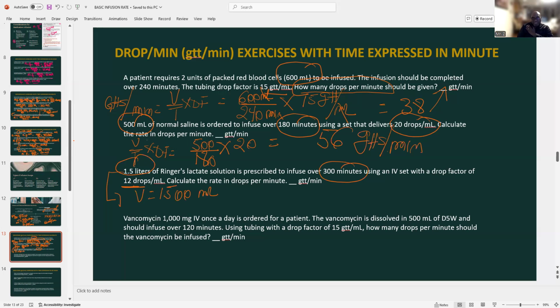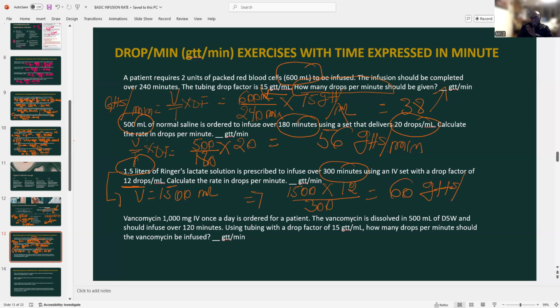Your time must be in minutes. Your drop factor is there. All right. So your new calculation will be 1,500 multiplied by drop factor, which is 12. They're always going to give it to you, unless they say they are using a Macrodrip set. In that moment, you know the drop factor is going to be 60.